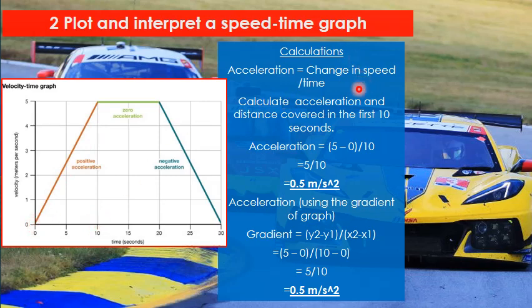Change in speed: our speed initially was 0 and it moved up to 5, so the change in speed is 5. We start with the final speed, 5 minus 0, that's the change in speed, we get 5. The time taken for that change is from 0 to 10, which is 10 seconds. So 5 over 10 gives 0.5 meters per second squared. That's the acceleration.